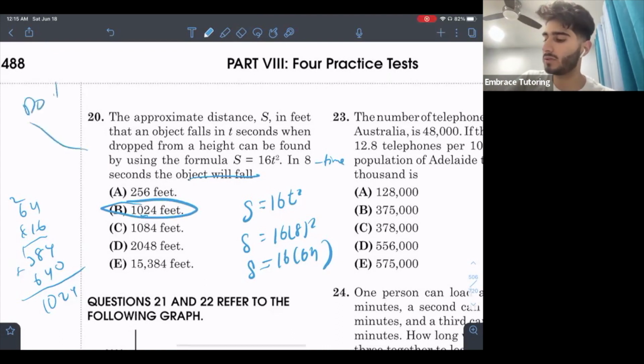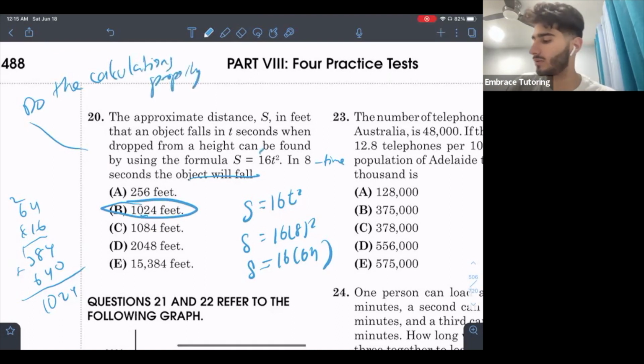Just do the math properly, do the calculations properly. This is a quadratic equation.